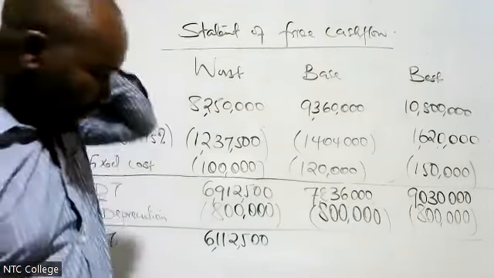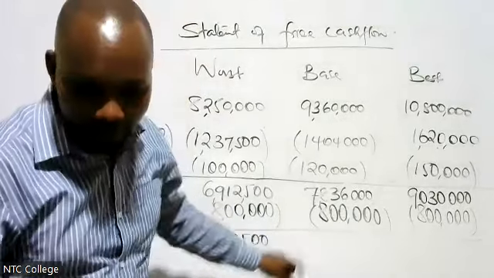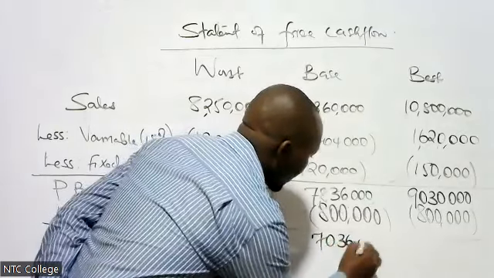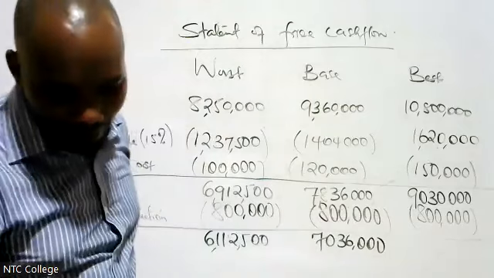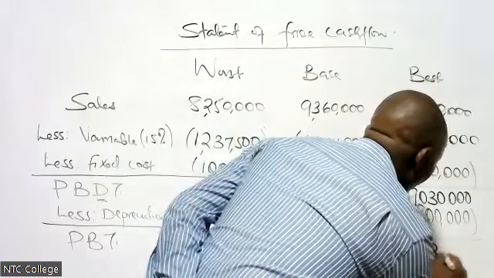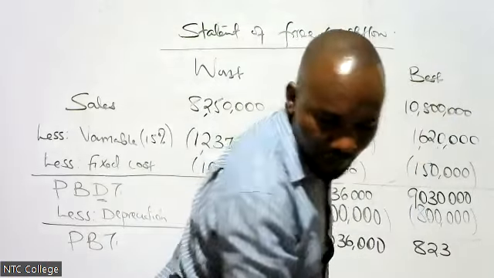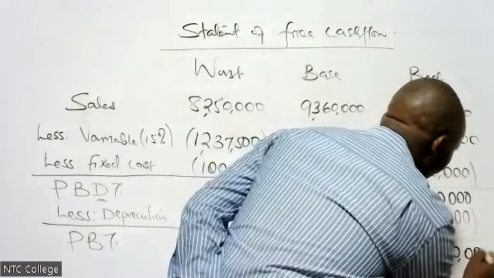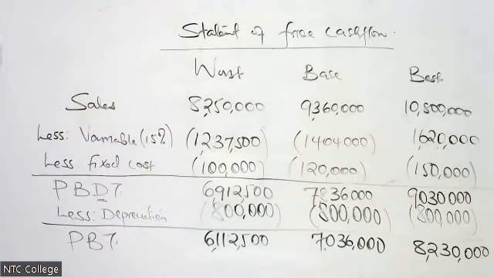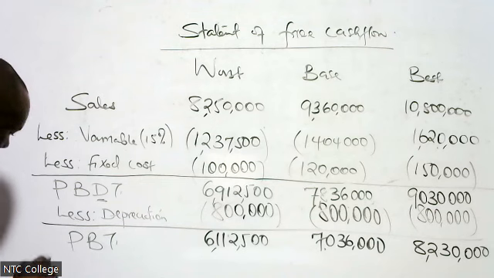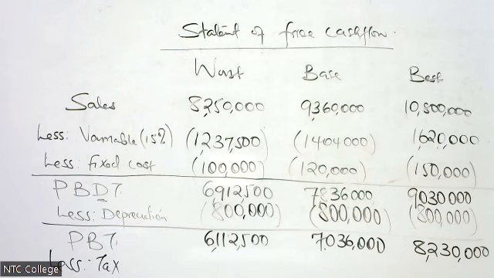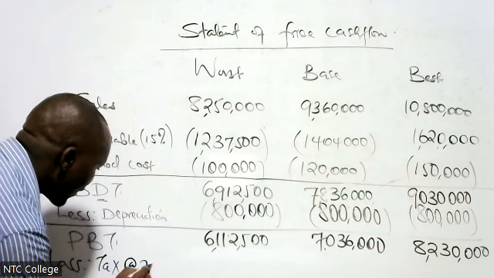Now, let's proceed. So this other one is 70, 36. So we have 70, 36. And then the next one is 82, 30. 82, 30. Okay. So that is fine. Now, we now tax. Let's tax at 30%.